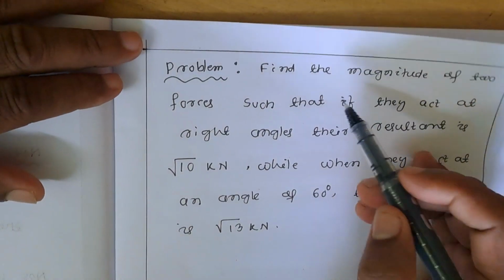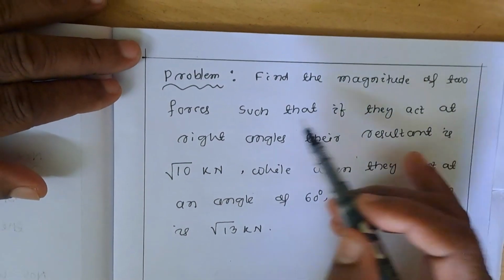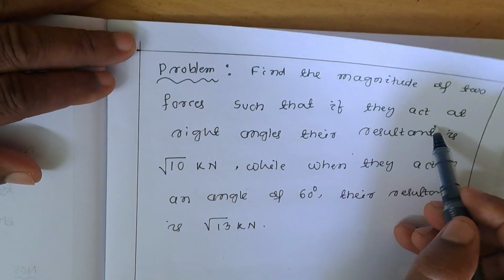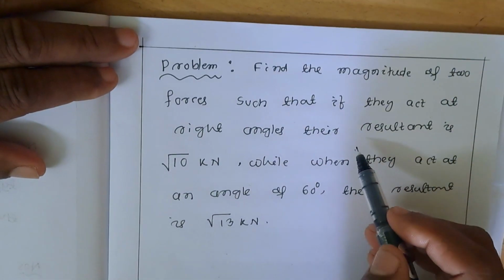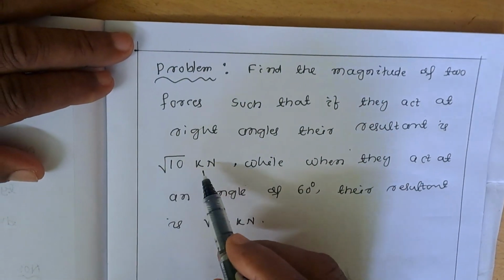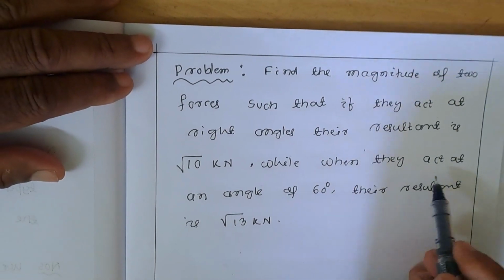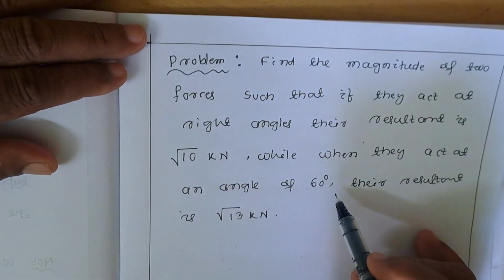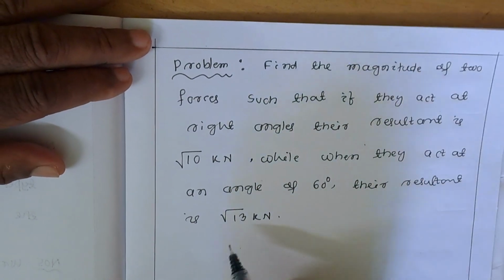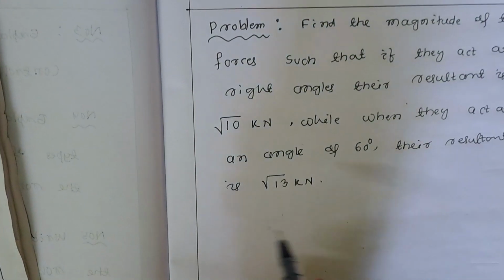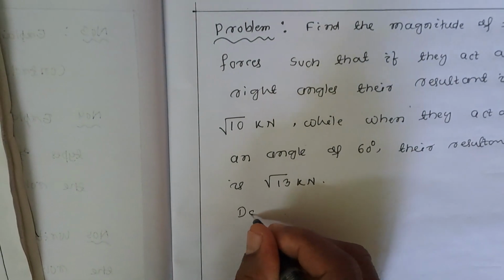Question number 1. Find the magnitude of two forces such that if they act at right angles, their resultant is root over 10 kilonewton. While when they act at an angle of 60 degree, their resultant is root over 13 kilonewton. First, data given.